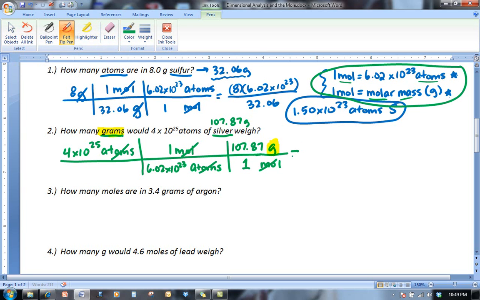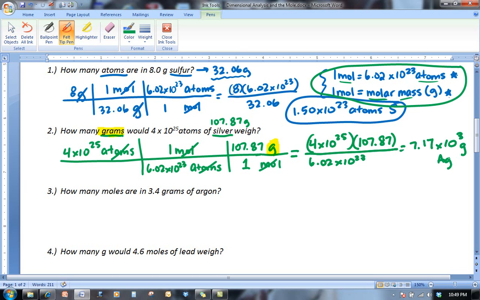Moles goes away, and I'm left with grams at the top, and that's exactly what we're looking for in our problem. So I'm done. All I have to do now is multiply 4 times 10 to the 25th times 107.87 and divide that product by 6.02 times 10 to the 23rd. And when I do that, I get 7.17 times 10 to the 3rd grams of silver. And that's how you do those two problems.